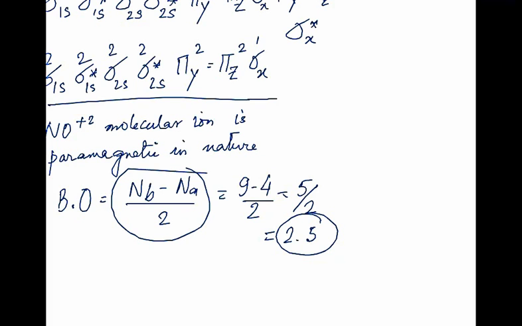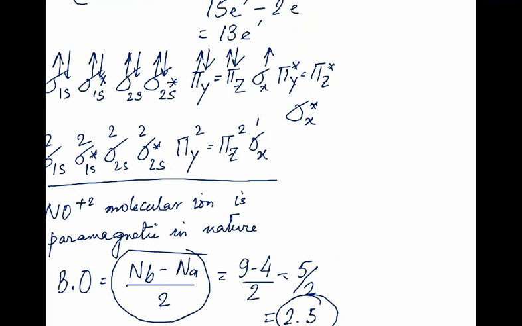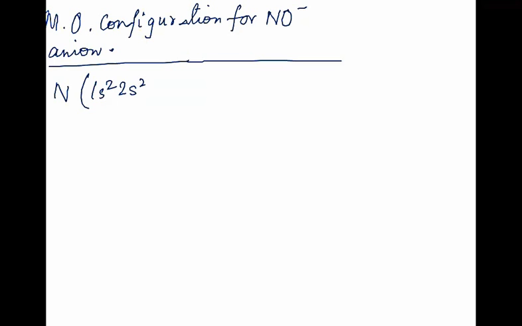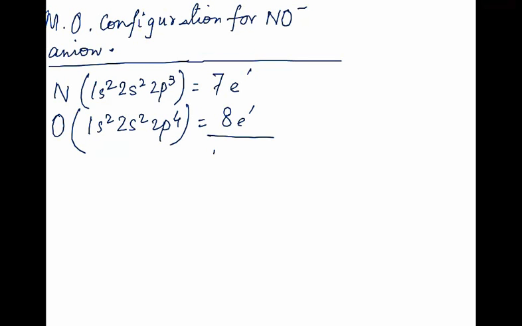So this was the discussion about the NO plus 2 cation. Now next we will discuss the NO minus anion. So moving on with our discussion about the MO configuration. Nitrogen having a configuration 1s2, 2s2, 2p3 has 7 electrons. Oxygen, which has a configuration 1s2, 2s2, 2p4, has a total of 8 electrons. So there are a total of 15 electrons plus 1 electron because of the negative charge. Therefore NO minus anion contains a total of 16 electrons.